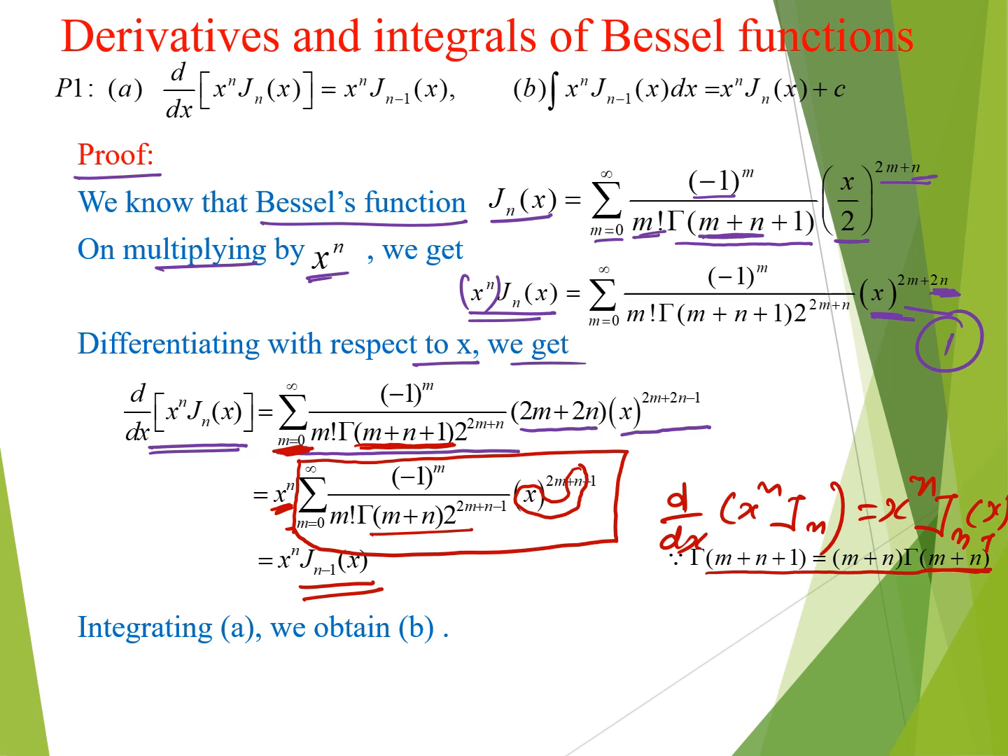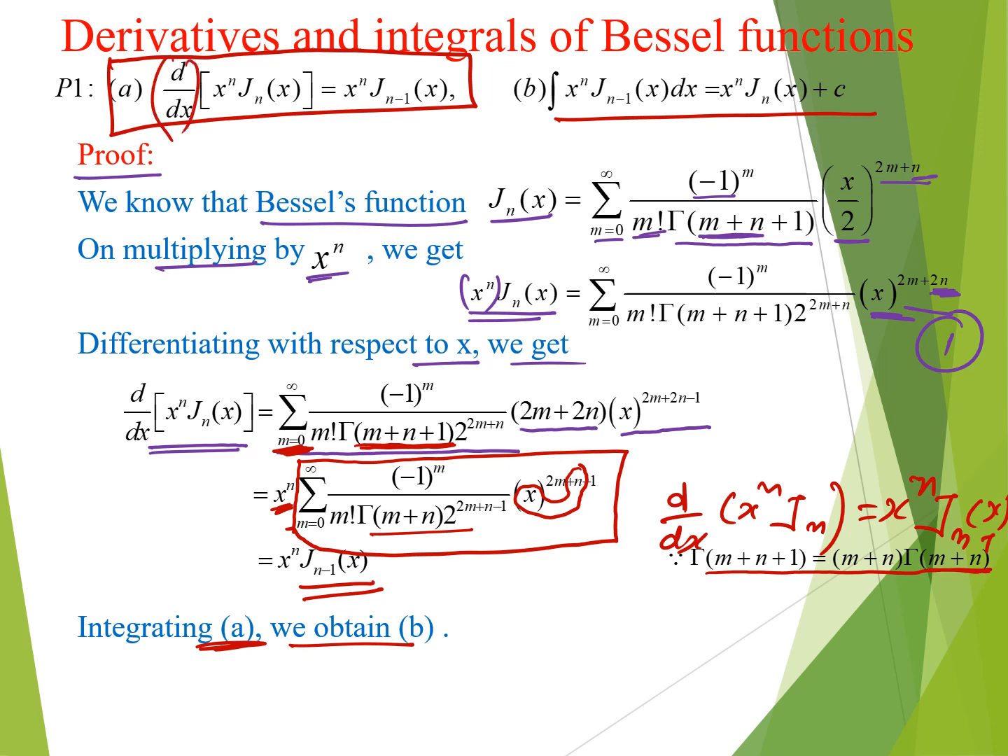Now if we integrate equation 1a with respect to x, then we obtain b. That means if we integrate this portion a, we will get the b part. As we see, if we integrate with respect to x, this d by dx is eliminated. Integration of x to the power n J n minus 1 is equal to x to the power n Jn plus arbitrary constant c.